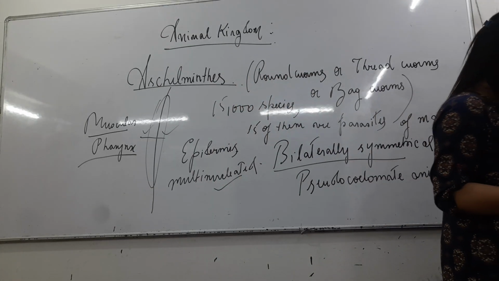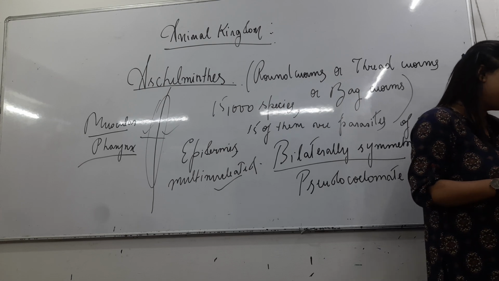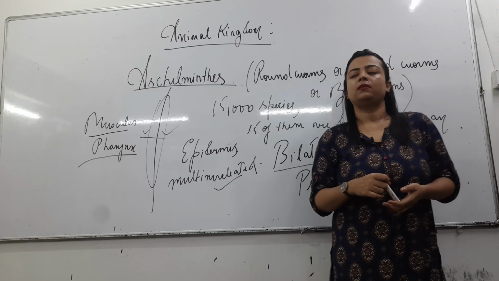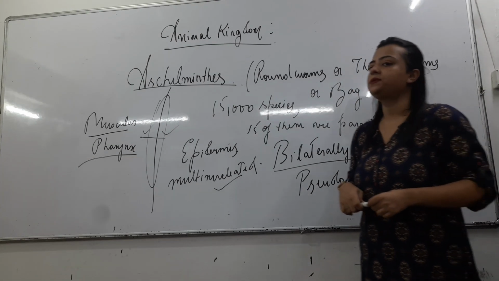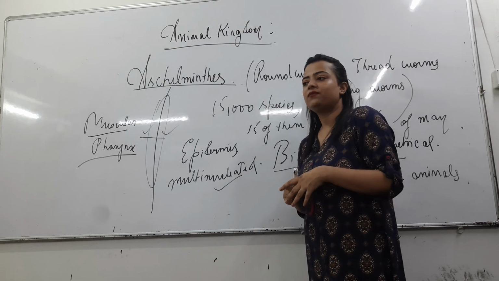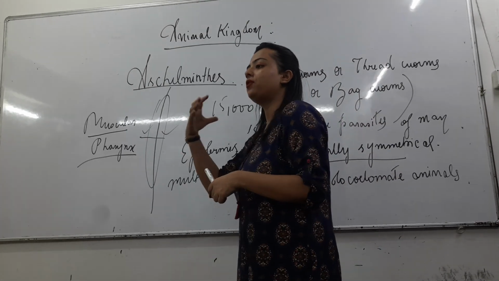Next point, circulatory system. The muscular pharynx actually helps them to suck the blood from the host. Muscular pharynx basically helps them to suck the blood from the host body.